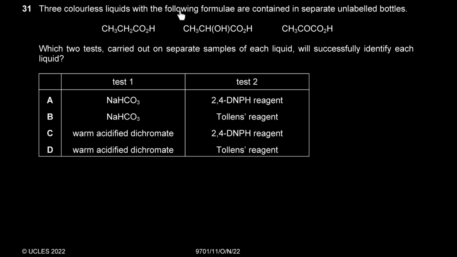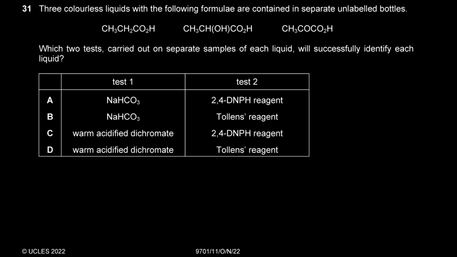3 colorless liquids of the following formula are contained in separate unlabeled bottles. We have propanoic acid, we have 2-hydroxypropanoic acid, and we have this guy over here. This is a ketone and a carboxylic acid. This is actually 2-oxopropanoic acid. Which two tests carried out in separate samples of each liquid will successfully identify each liquid?